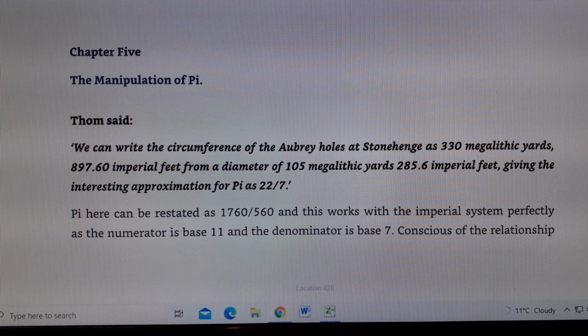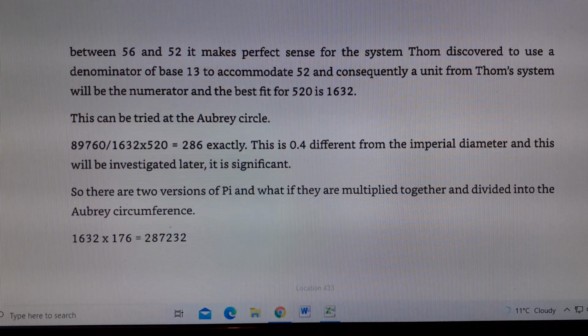Conscious of the relationship between 56 and 52, it makes perfect sense for the system Thom discovered to use a denominator of base 13 to accommodate 52, and consequently a unit from Thom's system will be the numerator, and for the best fit for 520 is 1632. That's half of a megalithic yard in inches. This can be tried at the Aubrey circle.